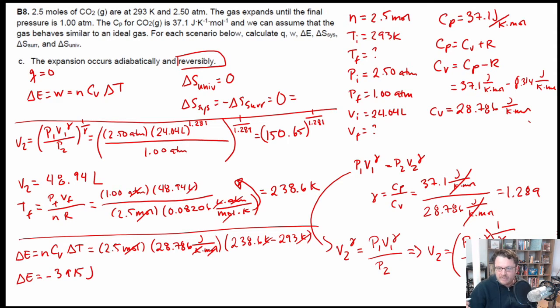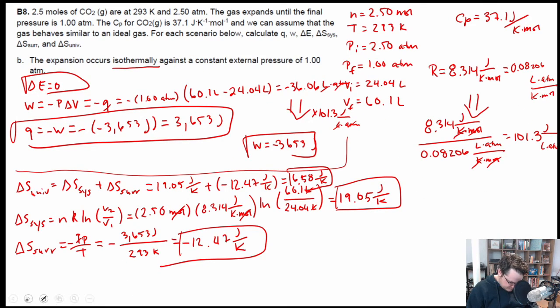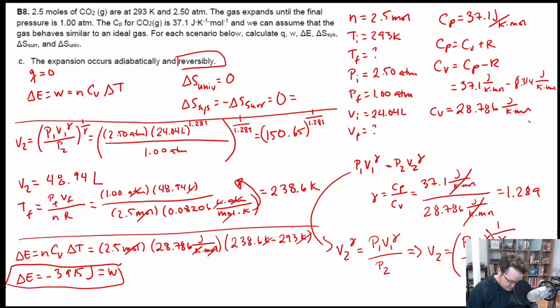And that matches what I have here. So negative 3,000. Well, I have 3,915 right there. I have on my key negative 3.89 kilojoules. Again, pretty close. It's only a difference of like 0.02. No big deal. And so that's also going to be equal to the work. And so that is how you get the value of delta E and work for an adiabatic reversible expansion in these cases.